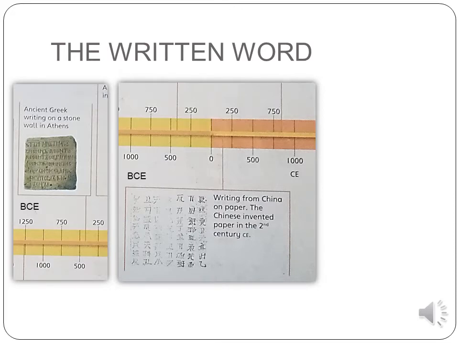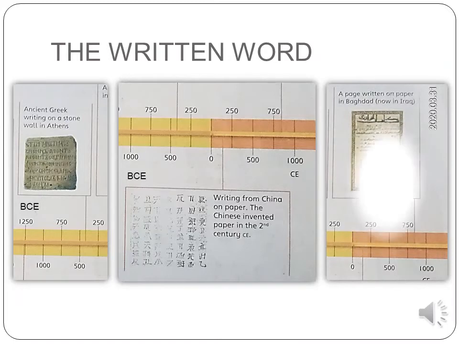Somewhere near 250 CE we have writing from China on paper. The Chinese invented paper in the 2nd century CE, and they were actually the very first people to invent paper. Now moving along the CE timeline, after 750 CE we see a page written on paper in Baghdad, now in Iraq. So writing began from clay to stones, then on papyrus, and then on walls, and then finally on paper.